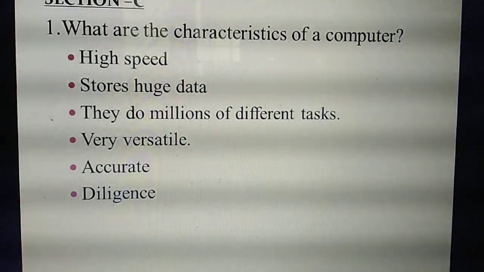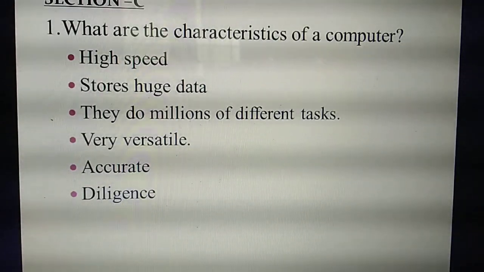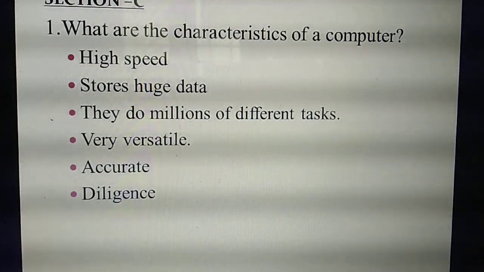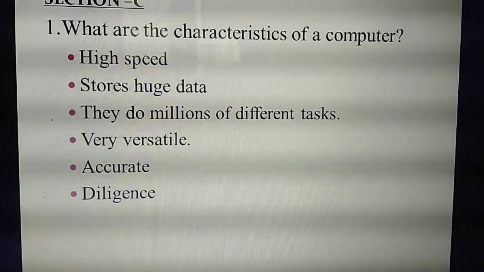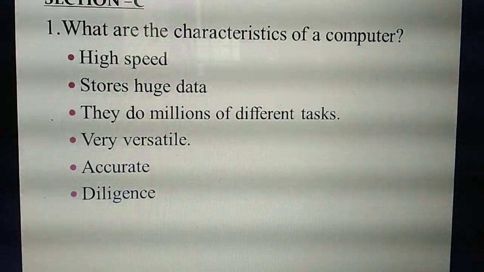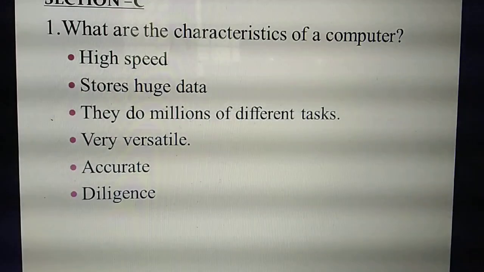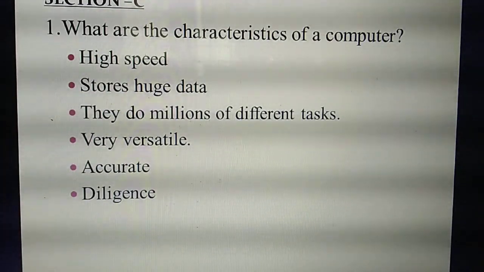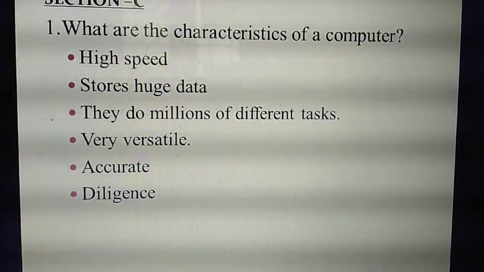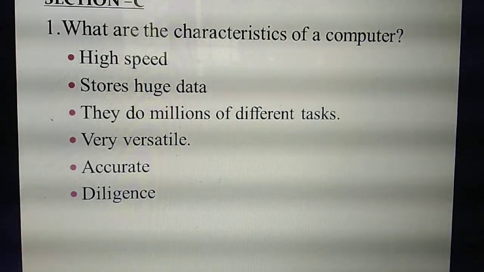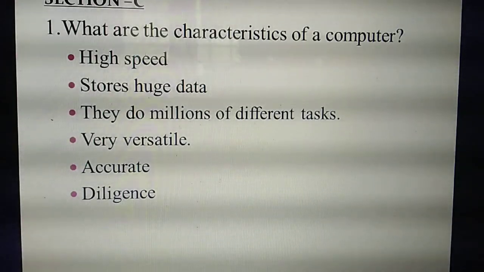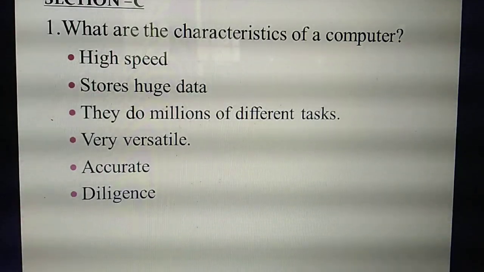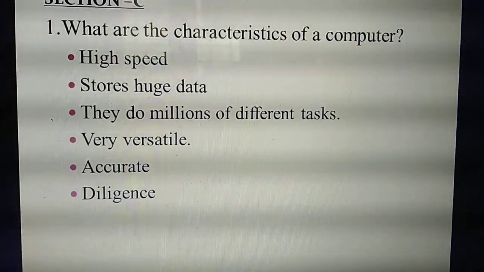If they ask for a 3 mark question, all the points you should write. Completed? High speed, stores huge data, they do millions of different tasks, very versatile, accurate, diligence. Completed?